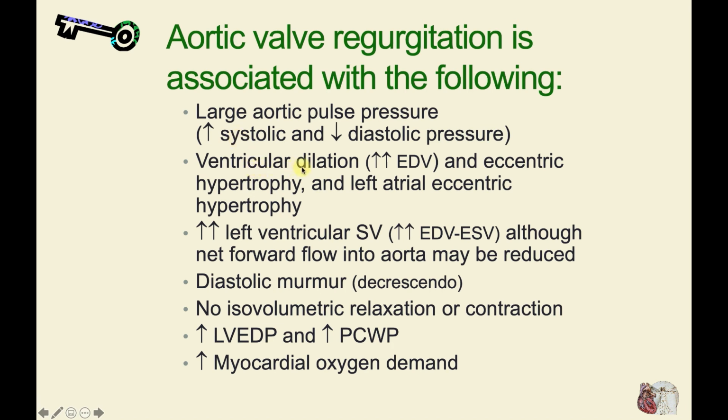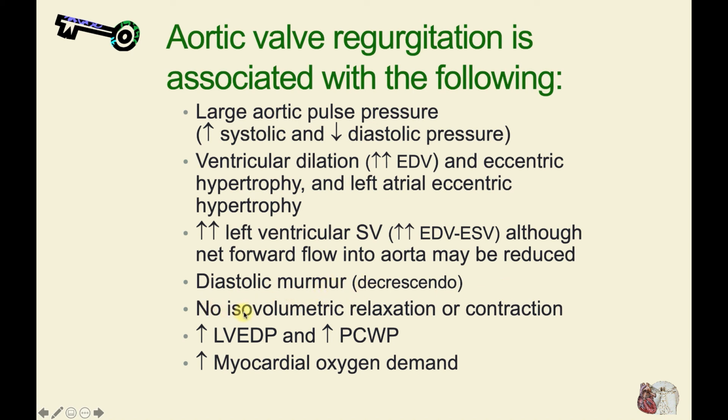There will be significant ventricular dilation because of eccentric hypertrophy, this remodeling that's occurring, and left atrial eccentric hypertrophy. You'll have a large increase in left ventricular stroke volume, the EDV minus the ESV, although the net forward flow into the aorta may be reduced. There will be a diastolic murmur, a decrescendo type.